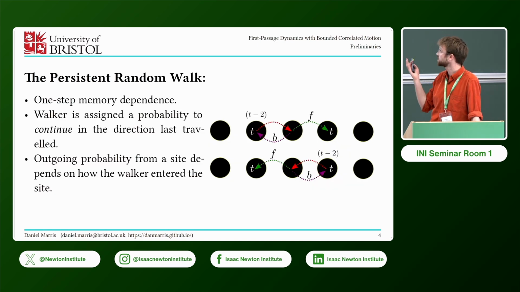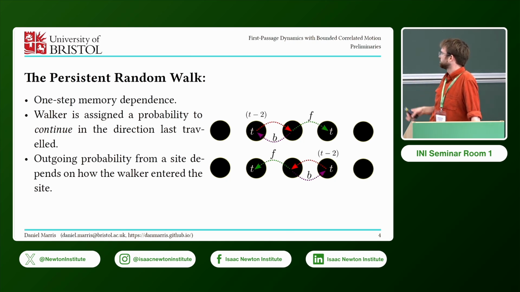So what do I mean by the persistent random walk, or the correlated random walk? Well, it's a one-step memory dependence. So basically the idea is that we have a probability that the walk continues in the direction that it last travelled. So if you look at this schematic here, if you look at the top line, if it follows that red arrow in, then to take another right step is going to persist forward with some probability f for forwards.